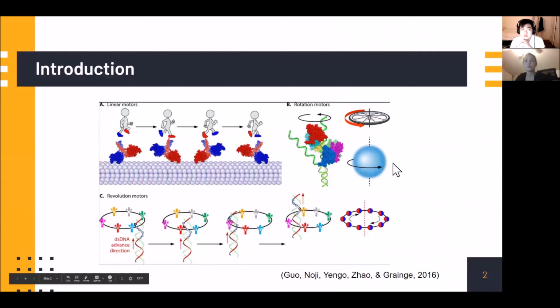The diagram above demonstrates the three types of motors in cells, which are linear, rotation, and revolution motors. The motor we will be discussing today is the rotation motor, which moves around itself, similar to a bicycle wheel rotating around its axis. Bionanomotors help make thermodynamically unfavorable processes possible. These include DNA replication, ATP synthesis, and muscle contraction, as they convert their energy supply into a rotary torque.